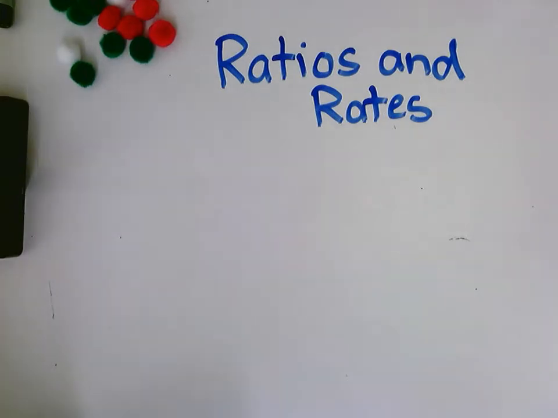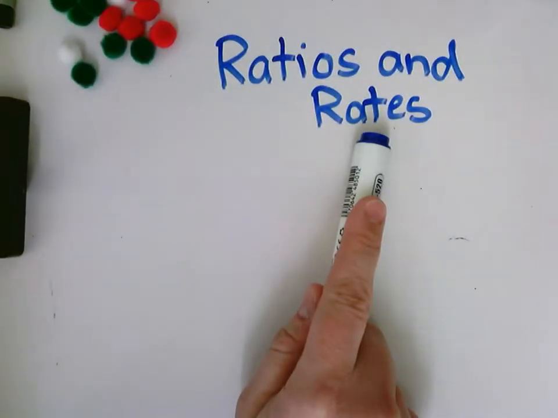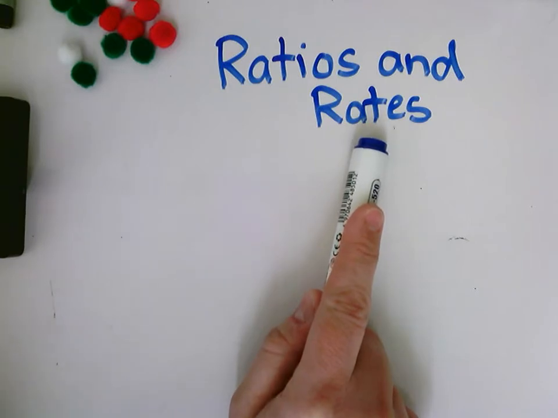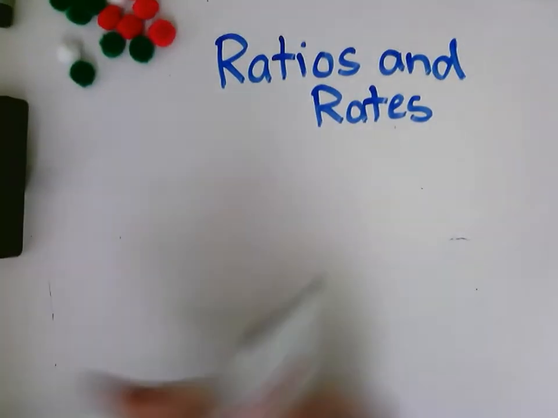We're about to begin chapter 3. And chapter 3 in our book is called Ratios and Rates. So these are some new terms that we probably haven't heard before. All right, so our first few lessons are on ratios.